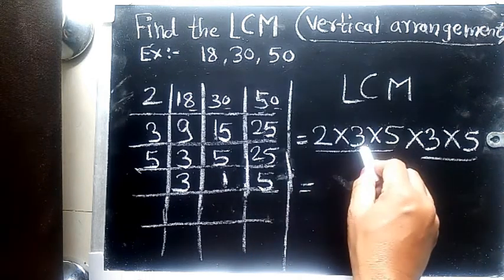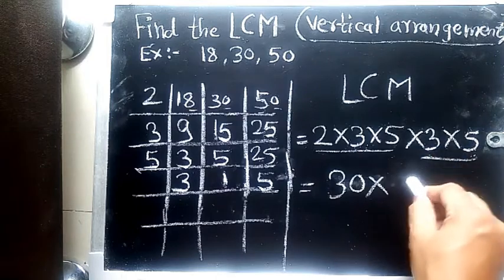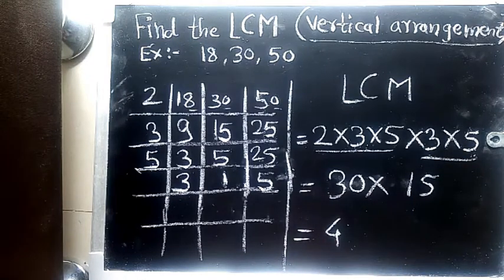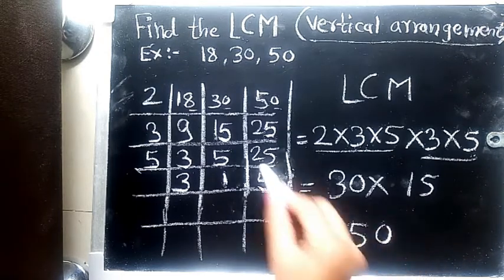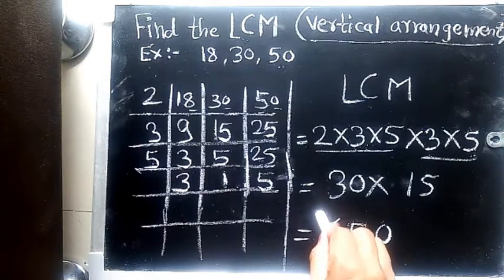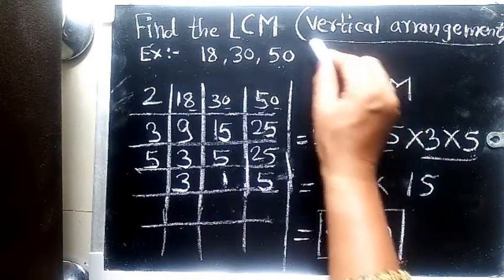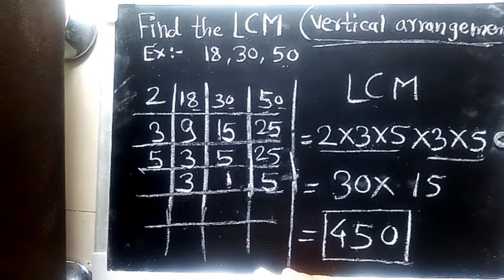2 groups in these 5 numbers. 2, 3, 5 multiply. Product is 30. 3 and 5 multiply. Product is 15. 30 multiplied by 15, product is 450. LCM is 450. In vertical arrangement we got the LCM.